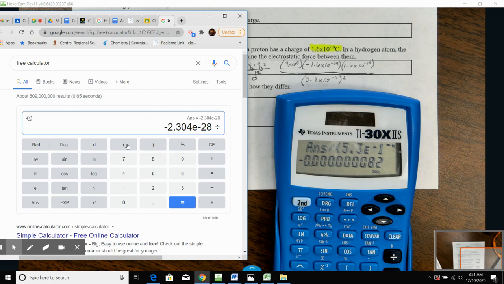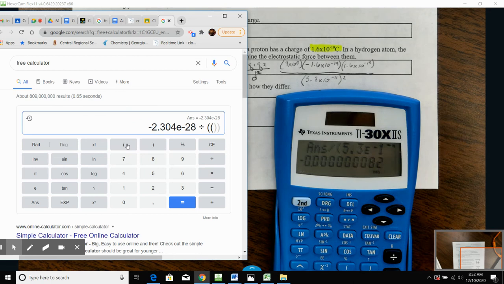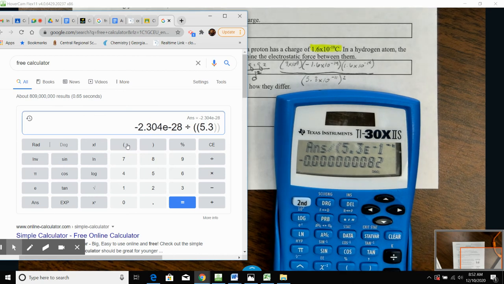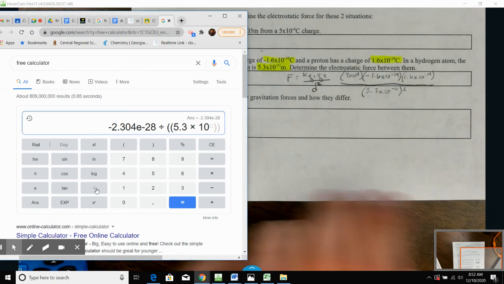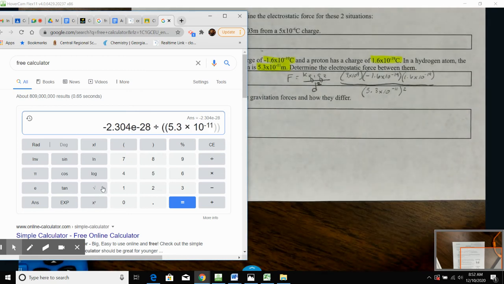Now we want to divide it by, let's do this, double parenthesis. First parenthesis will be your distance, is 5.3 times 10 to the negative 11th, the value that we were given. So negative 11. Then you're going to close that parenthesis and you square that and then close it. So now you have your double parenthesis action. And there. Okay, so that should be your final answer.